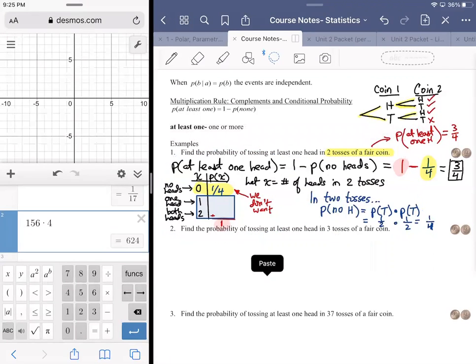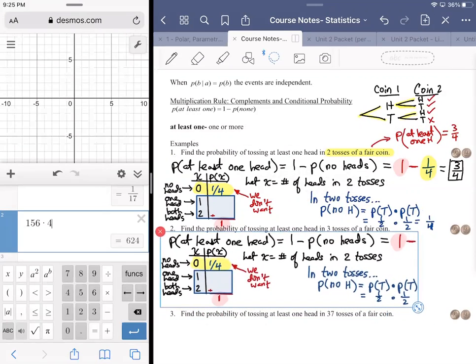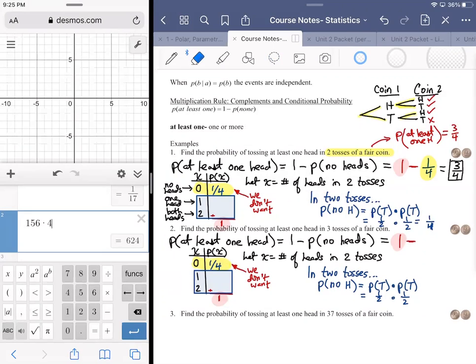I always make a lot of friends when I do this. All right. The breakdown here is we're going to have 1 heads, 2 heads, but we could also have 3 heads. So I got to make some adjustments.